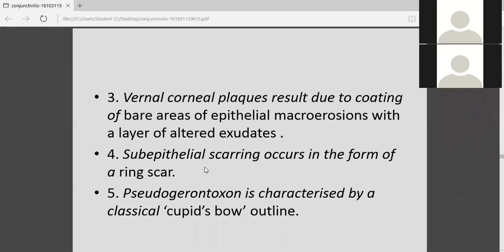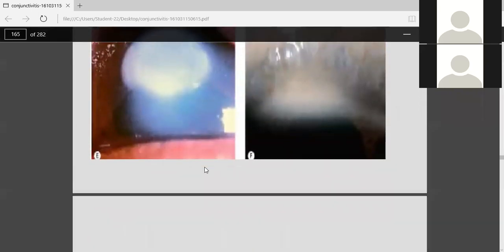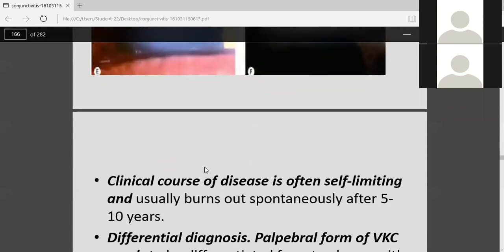Sometimes there is subepithelial scarring, and sometimes there is pseudogerontoxon. Pseudogerontoxon. What is true gerontoxon? True gerontoxon is basically another name of arcus senilis. And what is pseudogerontoxon? It is basically a feature of VKC of limbal type. Okay? So these are two different things: the true gerontoxon and the pseudogerontoxon. Over here, it's not that clear.